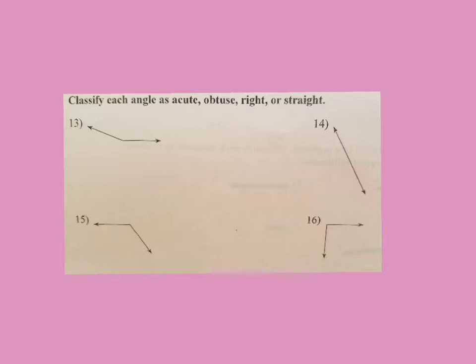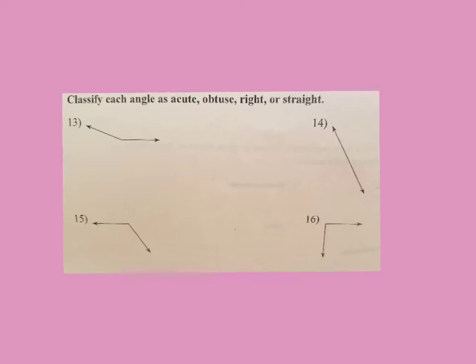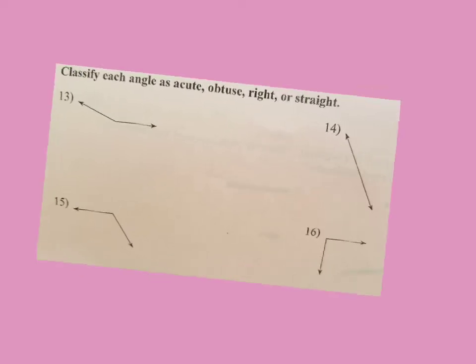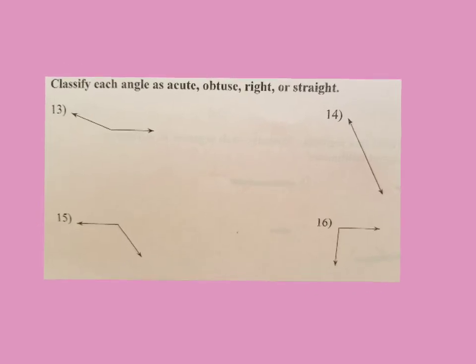All right, classify each angle as acute, which means less than 90. Obtuse, which is greater than 90. Right is equal to 90 exactly. And straight is a straight line.